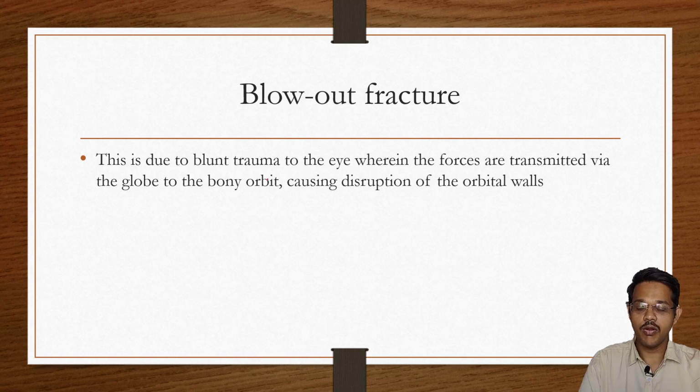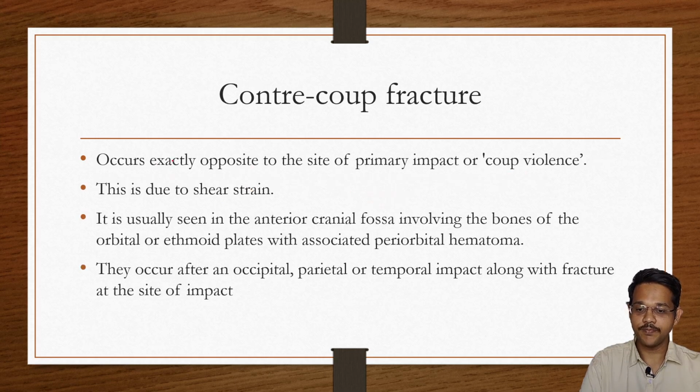Next is a blowout fracture. This is due to blunt trauma to the eye, wherein the forces are transmitted via the globe to the bony orbit, causing disruption of the orbital walls. So any blow on the eye can lead to disruption of the orbital bony ridges and cause orbital wall fractures. That is called a blowout fracture.